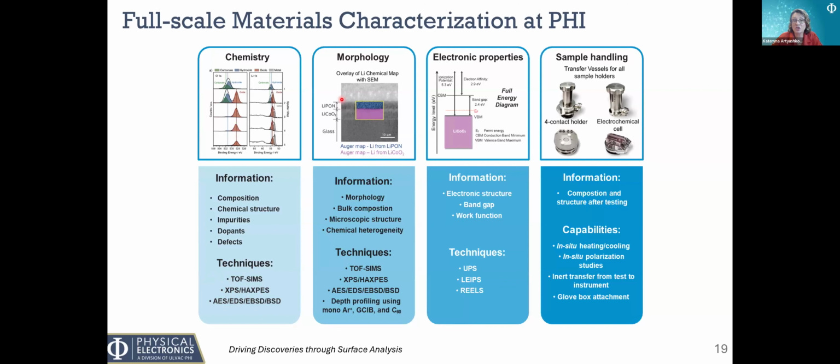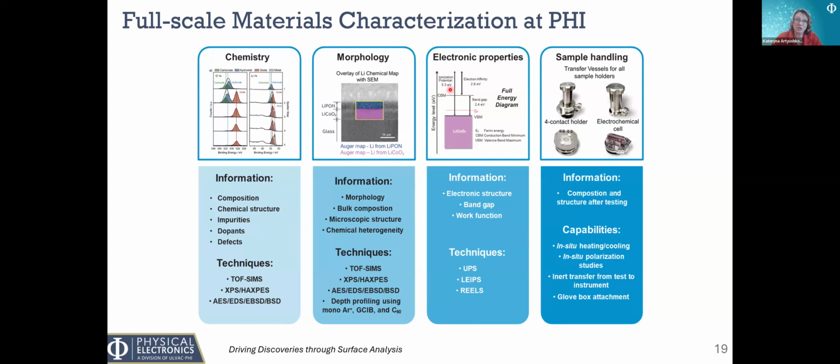The second type of information is morphology. We would like to know where all of this chemical information is located, on the surface laterally and also with depth. So all three techniques will tell us the morphology, because all three techniques that Phi has are imaging techniques de facto. So we can look at microscopic structure, at heterogeneities, and using the ion sputtering that we have in monatomic or cluster sources, we can also look at morphology within the bulk.